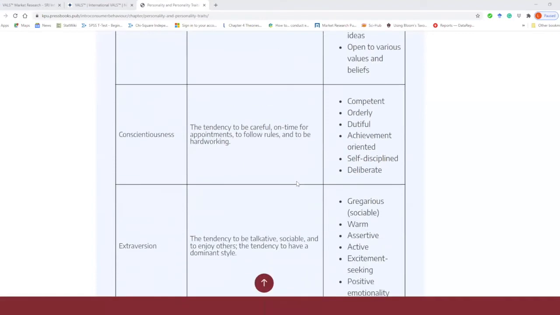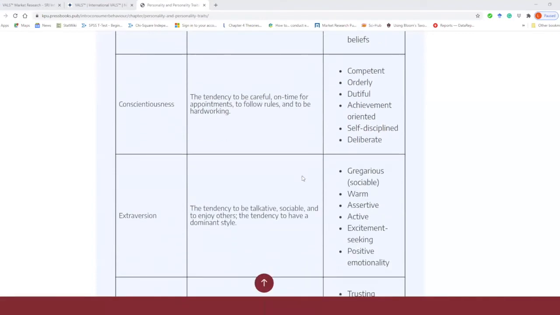Also, when we talk about conscientiousness, these are those who have a tendency to be careful. They are always on time for appointments, they follow the rules, and they are hardworking. So that means that when you are communicating to such a group, you need to emphasize these traits, depending on the product or service that you are selling. If it is a service, you need to emphasize how the service is going to help them to achieve this objective of being self-disciplined, of achievement, of being dutiful and orderly, among others, right?